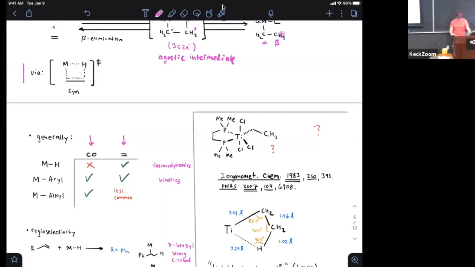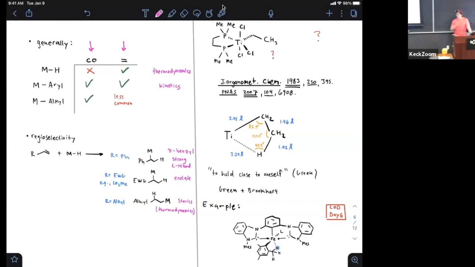I'll comment briefly on regioselectivity trends in the specific case of terminal alkenes and metal hydrides. Some of these trends you will already be quite familiar with, but I'll comment on it and try to provide clarification for those who haven't seen this before. So let's consider three different flavors of terminal alkene here.